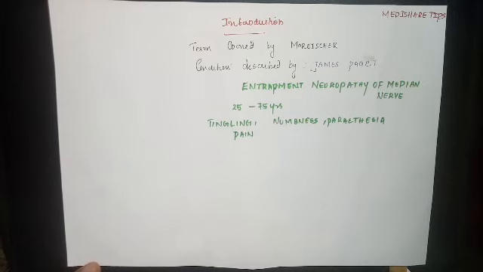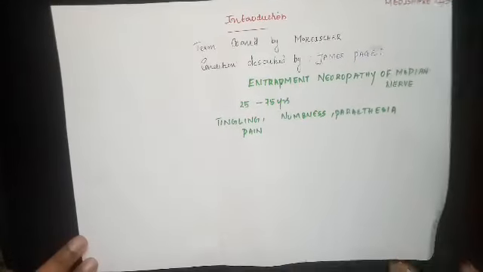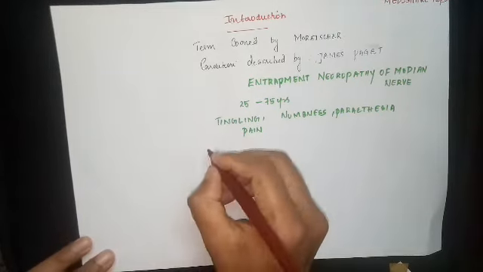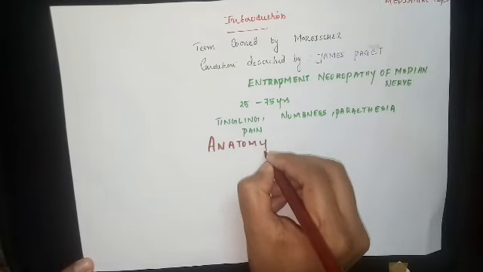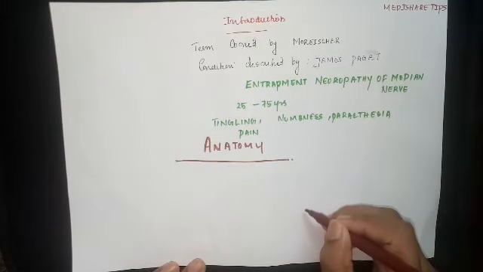So it is an entrapment neuropathy of the median nerve due to compression of the median nerve in the carpal tunnel, most common in the age group 25 to 75 years. The most common presentation is pain, tingling, numbness, paresthesia. The condition was first described by James Paget in the year 1854. And let's look into the anatomy. So we'll look into the carpal tunnel.